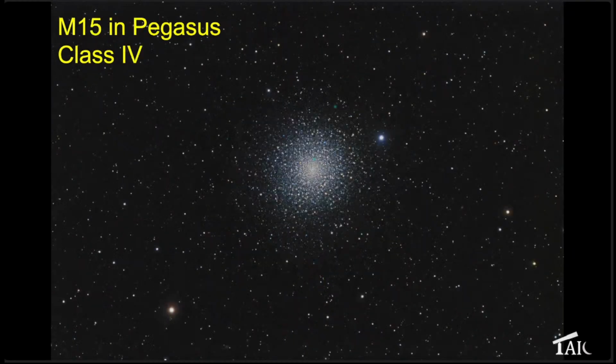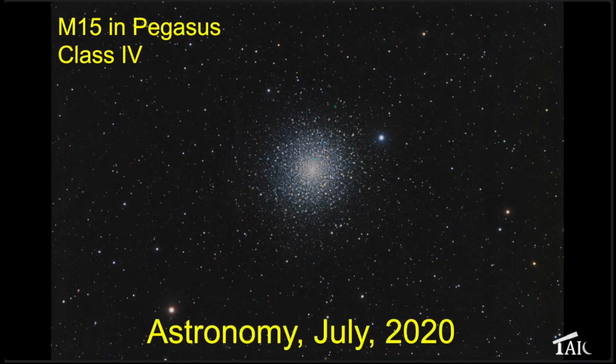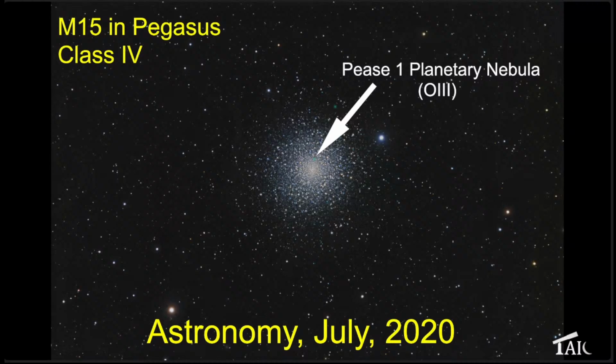Moving on to other types of objects in globular clusters, this is an image of M15 in Pegasus. It's a class 4 globular star cluster. This was published in the July 2020 issue of Astronomy magazine. And I want to point out this blue spot here. This is not another blue supergiant in the cluster. Rather, this is Peas 1, which is a planetary nebula in the globular cluster. Astronomers have studied this, and the redshift in the emissions from the planetary nebula precisely match the redshift of the globular cluster itself. So it's not something between us and the globular, it's actually in the globular.